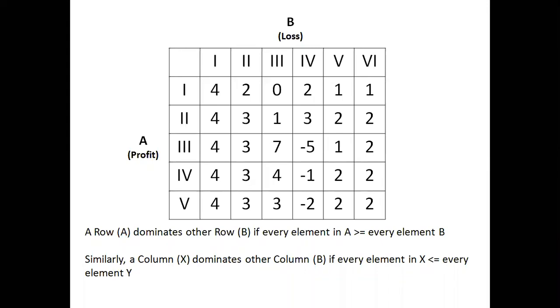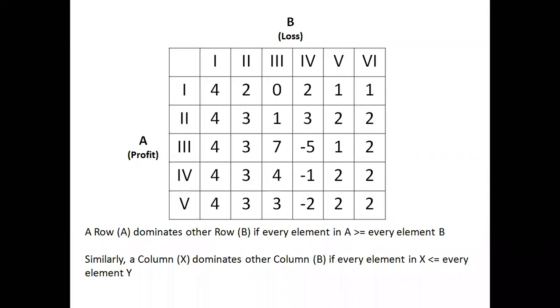Try to read the updated screen. Can you read the statements? Yes, sir. A row A dominates the other row B if every element in A is greater than or equal to every element in B. A is trying to maximize the profit. So when you try to eliminate the rows, we select the rows which will give you maximum profit. That row is said to be dominating.